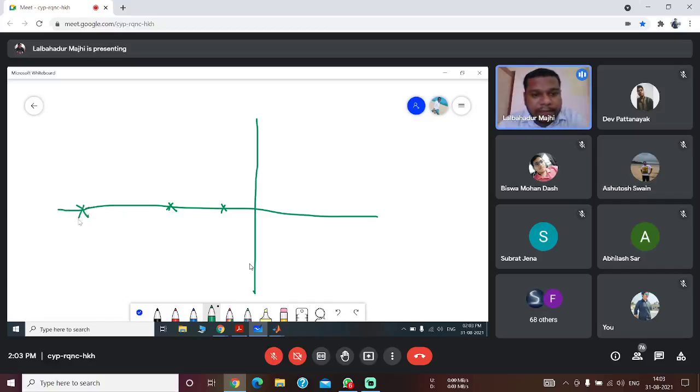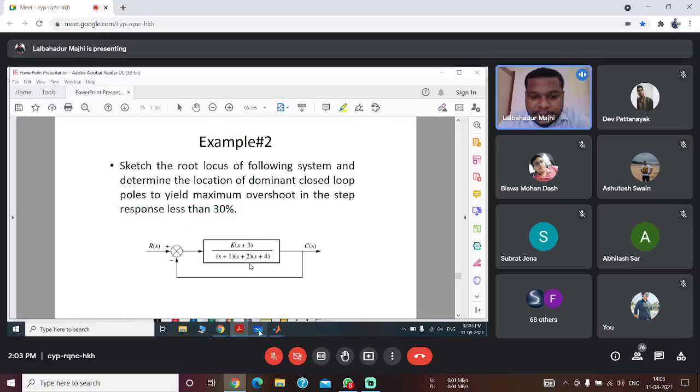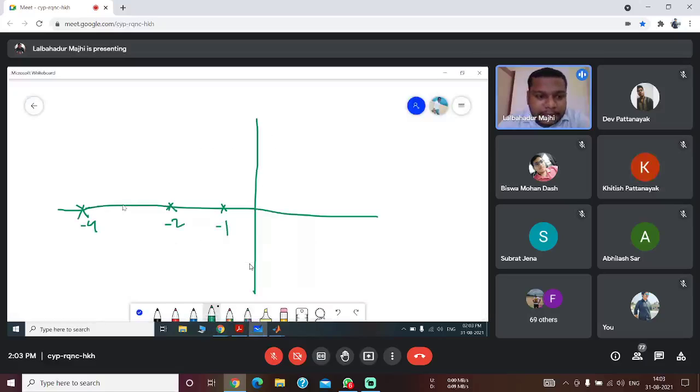Okay, minus 1. So we have a zero at minus 3, right? So at minus 3 there will be a zero. This is minus 3. So we know the root locus branches will start from open loop poles and they will terminate on zeros.